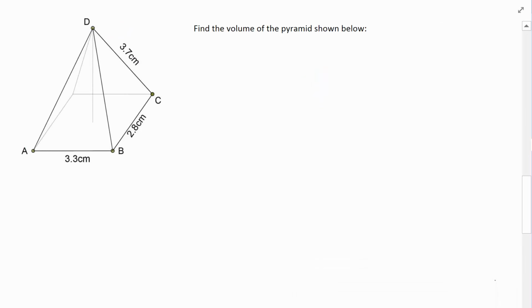Let's look at an example here. Find the volume of the pyramid shown below. Well, remember the formula for volume of a pyramid is 1/3 area of the base times the height.